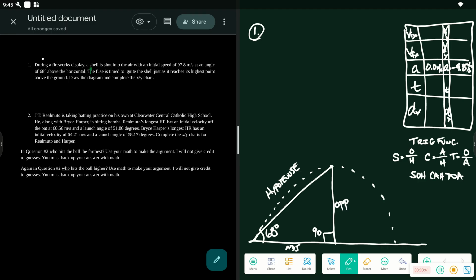Okay, so the thing that we know is the launch angle is 68 degrees. We also know the initial velocity is 97.8 meters per second, but because it's launched at an angle, we can't say that's X, or that's Y. So we have to put 97.8 meters per second here. And now we can try to figure out the opposite side and adjacent side. You're going to need to have a calculator.